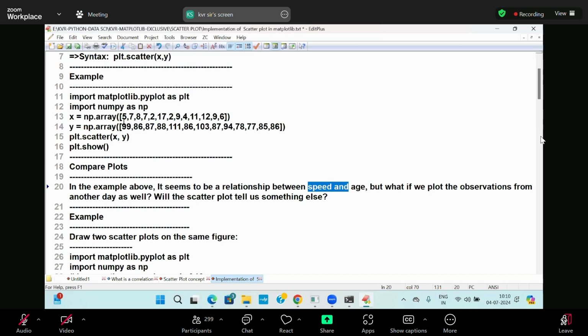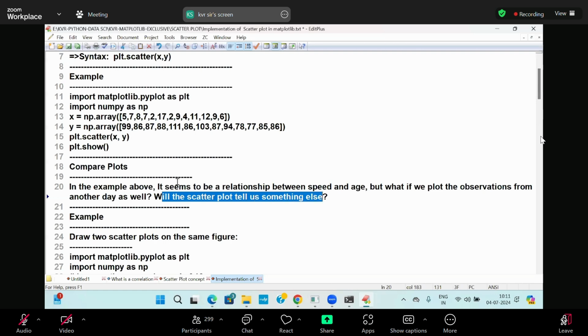A 5 years old car will go for 99. A 7 years old car will go to 86. 8 years will go to 87. I'm giving the age of the car and then the speed of the car, something like that. It seems to be a relationship between the speed and what? Age. But what if we plot the observations from another day as well? The scatter plot will tell something else.